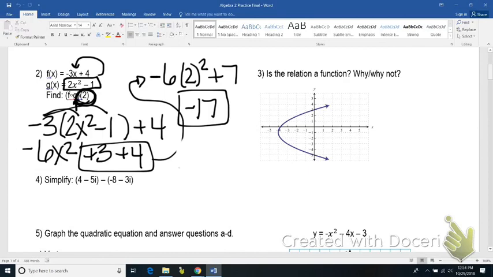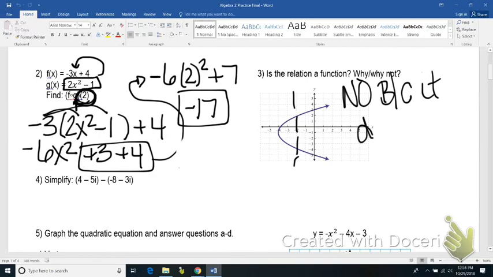All right. Number 3, is that relation a function, yes or no? No. Because? It doesn't pass the line test. Perfect. So that's a no, because it does not pass the vertical line test.